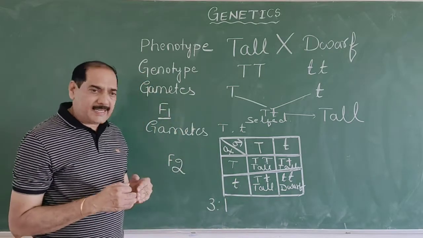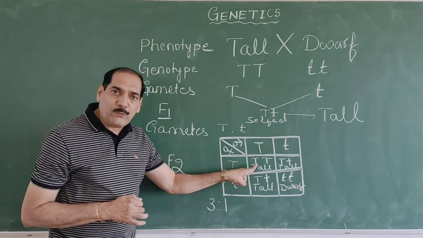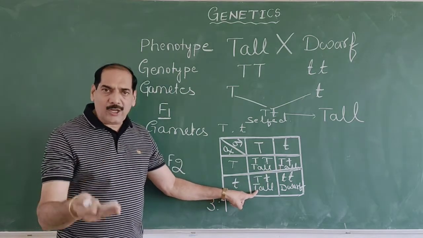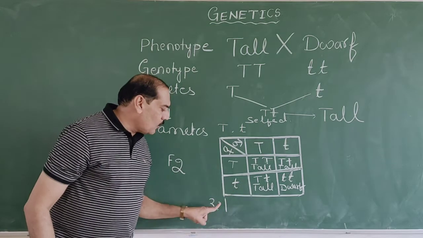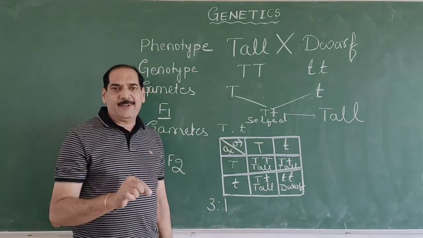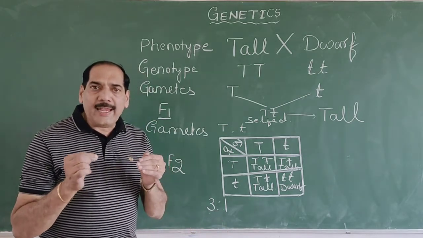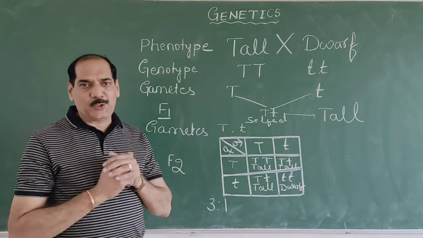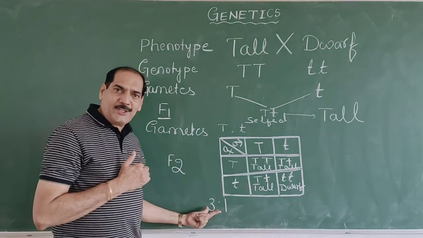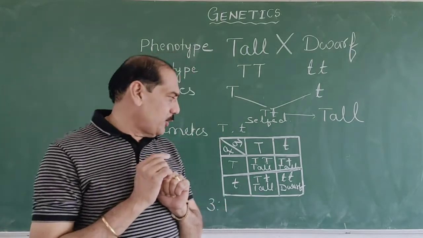Now, we have taken this ratio by observing the phenotypes. Phenotypically, 1, 2, 3 are tall plants. One is dwarf plant. So the ratio is 3:1. This is the monohybrid phenotypic ratio because by observing phenotype we have taken a ratio. That's why it is called the monohybrid phenotypic ratio.